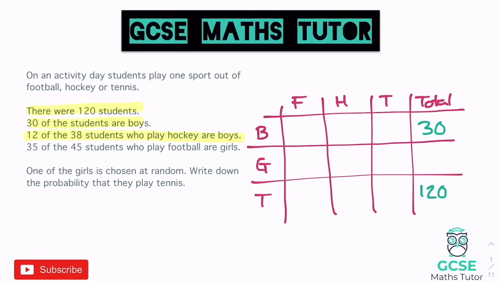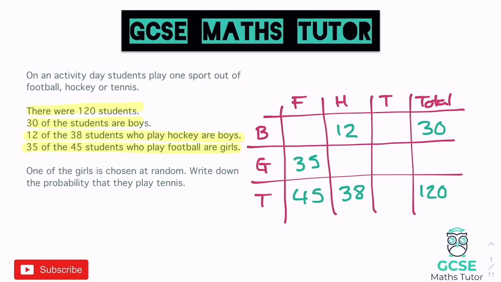Let's have a look for the hockey column. 12 boys out of 38 down there. We've got this same piece of information here with the football. It says 35 of the 45 who play football are girls. So in the football column, we've got 35 are girls out of the 45. There we go, so that allows us to put 2 bits of information in. So now we can go about actually filling in the rest of this table.